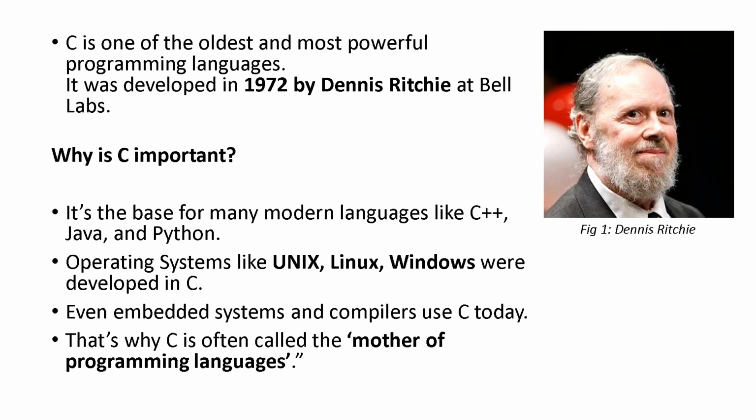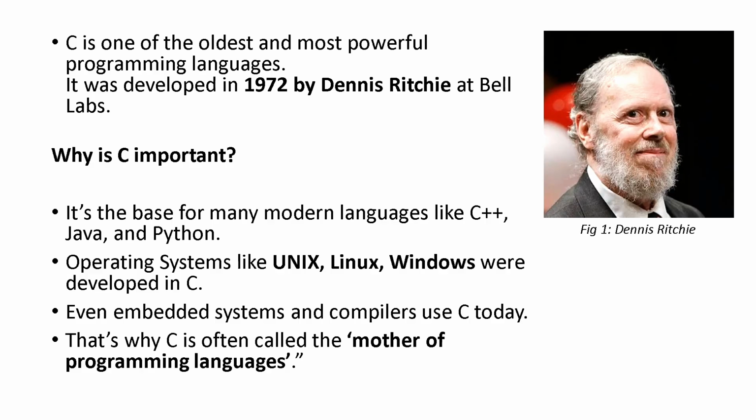C is one of the oldest and most powerful programming languages. It was developed in 1972 by Dennis Ritchie at Bell Labs. Initially, it was created to develop the Unix operating system, and later it became the foundation for many other systems. Now, why is C called a middle-level language? Because it combines the features of both low-level languages that interact directly with hardware and high-level languages that are closer to human understanding. This makes C extremely versatile.